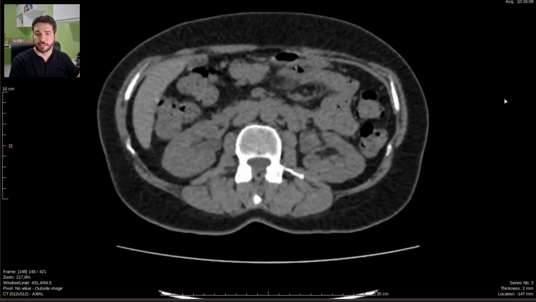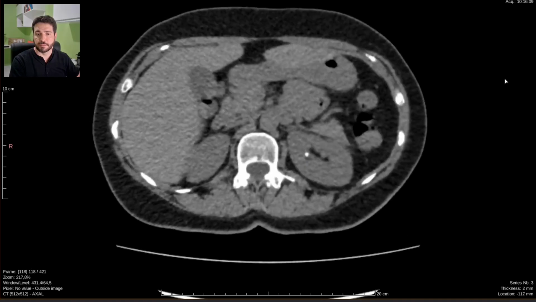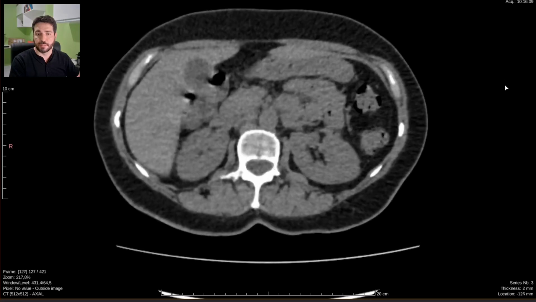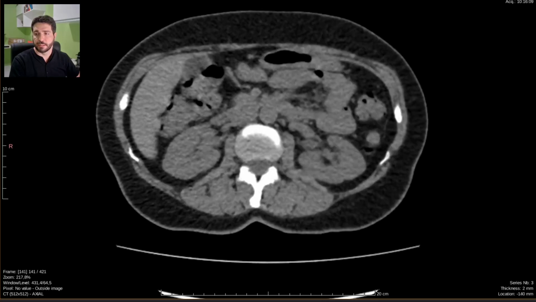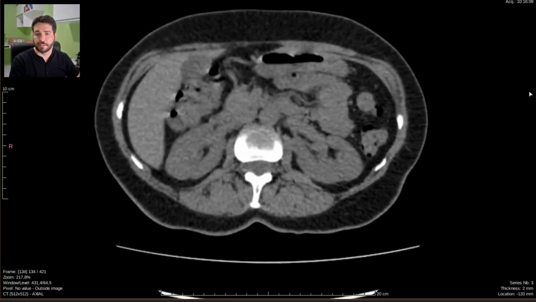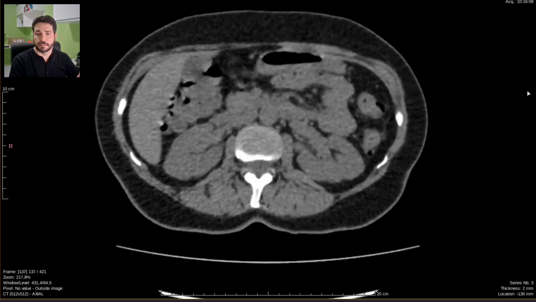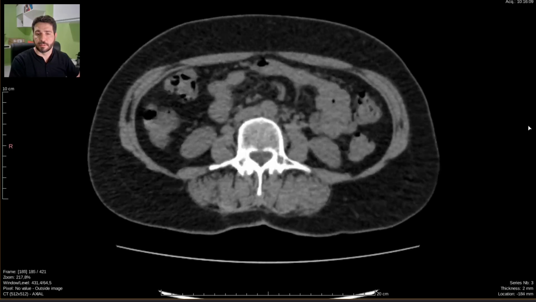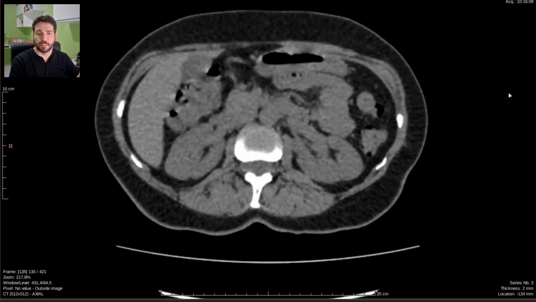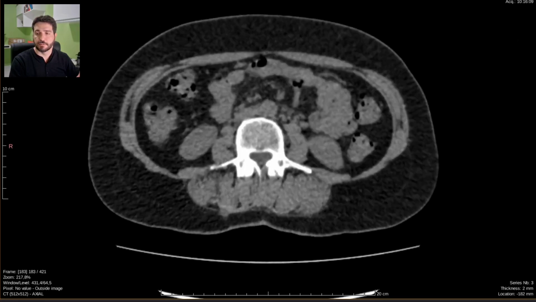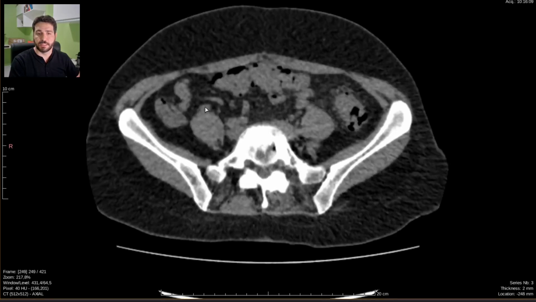So pancreas is fine, peripancreatic fat also, adrenal glands fine. Although we have a kidney stone on the left, there is no hydronephrosis. Inferior vena cava and aorta are fine. Colon on the right is fine. I can see right here the appendix.